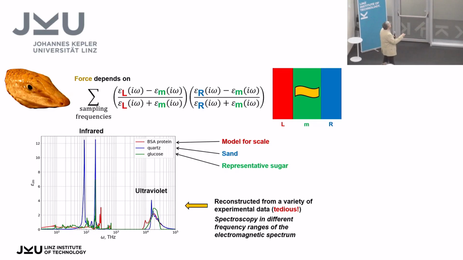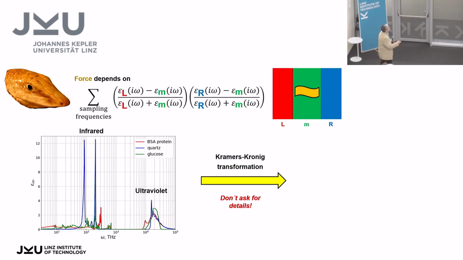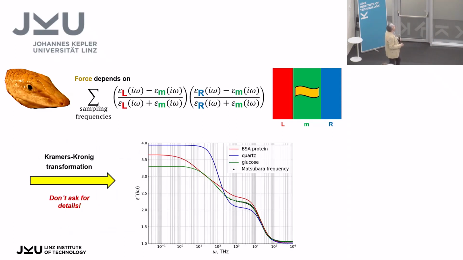So we were able to put together all this information, but it's not as easy as it sounds, because you cannot get everything for the whole frequency range from one experiment, also in the literature, only parts, and then you have to put everything consistently together, and this is somewhat tedious. This is one of the challenges for the future, to get all the information for all materials in this way. And then we do some mathematics, so don't ask for details. This is a so-called Kramers-Kronig transformation, which relates this information to the functions that we need to compute the force. It's a lot of math, and the result is another function, but this is now the one that goes into this equation.